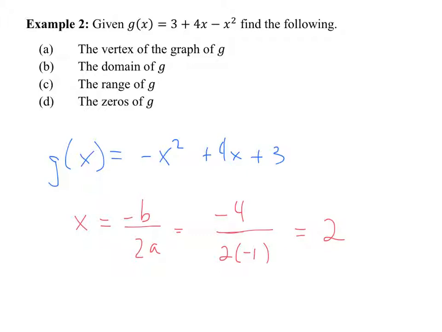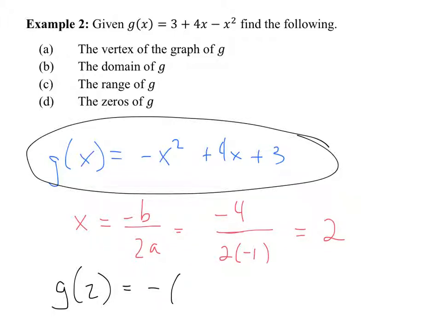Now, if 2 is the vertex x value, how do I find the y value again? What do I do to find the y value now? Plug it in. Okay, plug it in. Let's do it. So g of 2. So I've got negative, and I'm going to plug it into the one that I rearranged. Negative of the quantity 2 squared, not negative 2 squared.